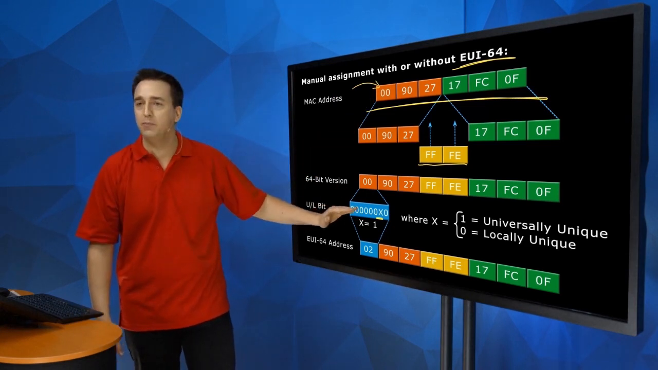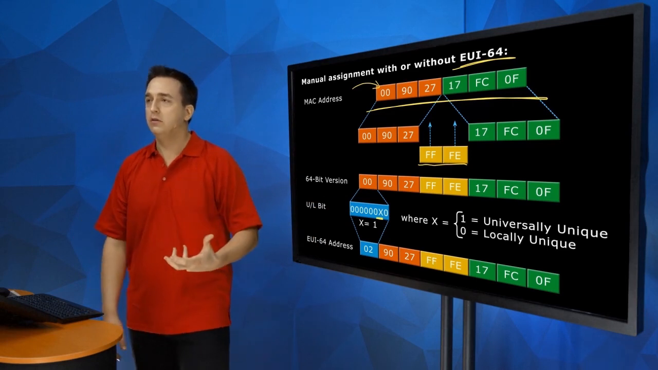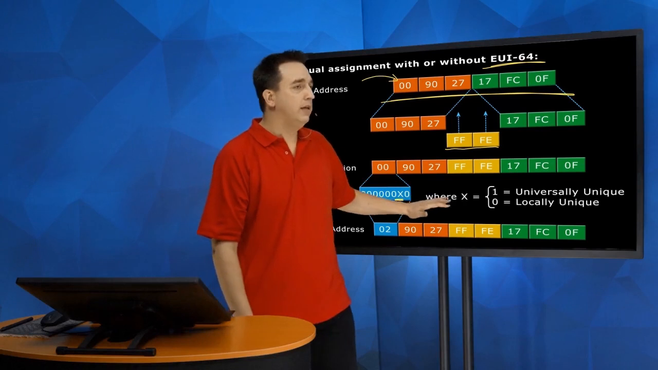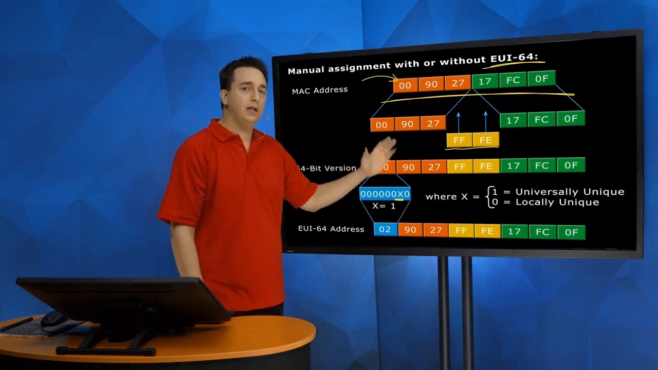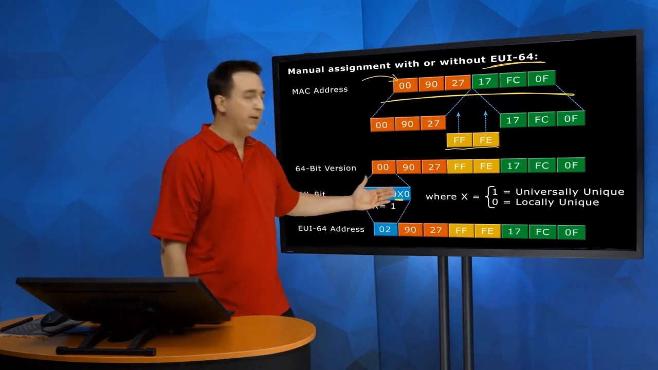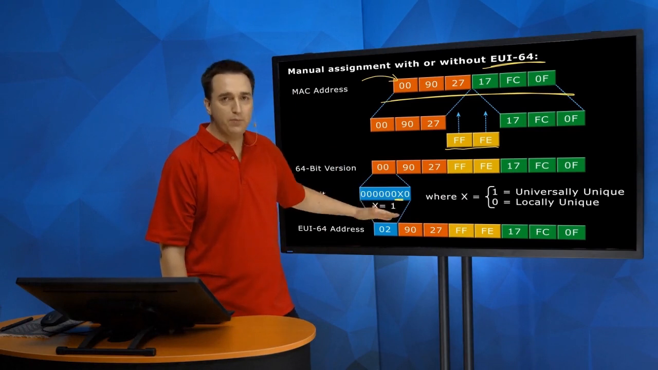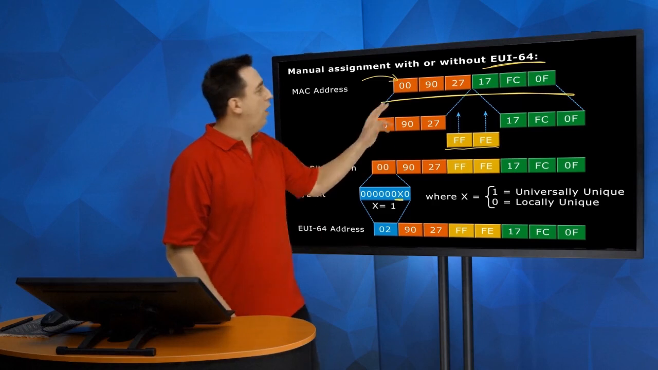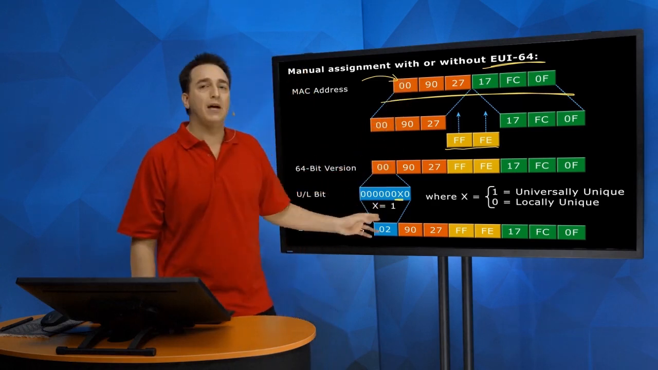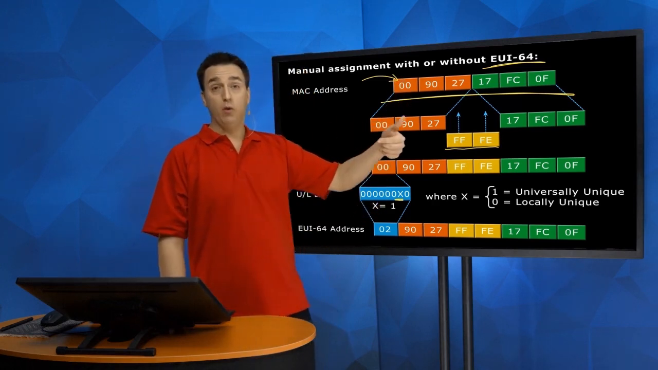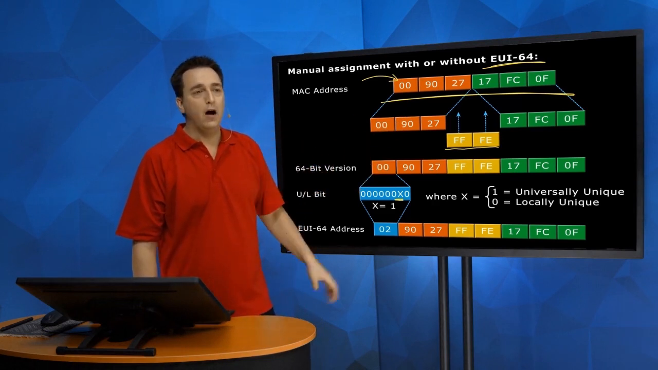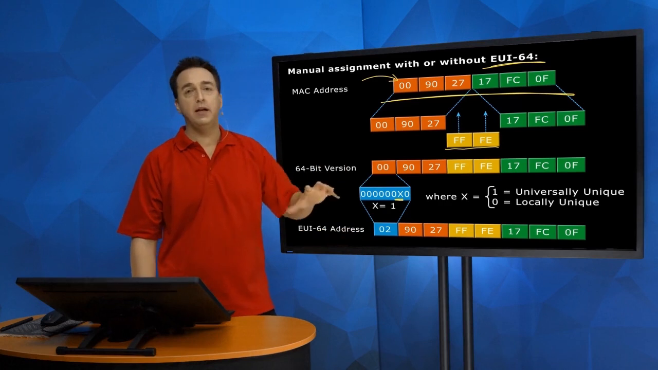We come down here, the 7th bit in is 0. Well, what they have decided with the EUI-64 format is to flip that bit to a 1. So more often than not, you'll always end up flipping that 7th bit from a 0 to a 1. That's what you'll end up doing. Now, if it's a 1 and you flip it, it ends up being a 0.